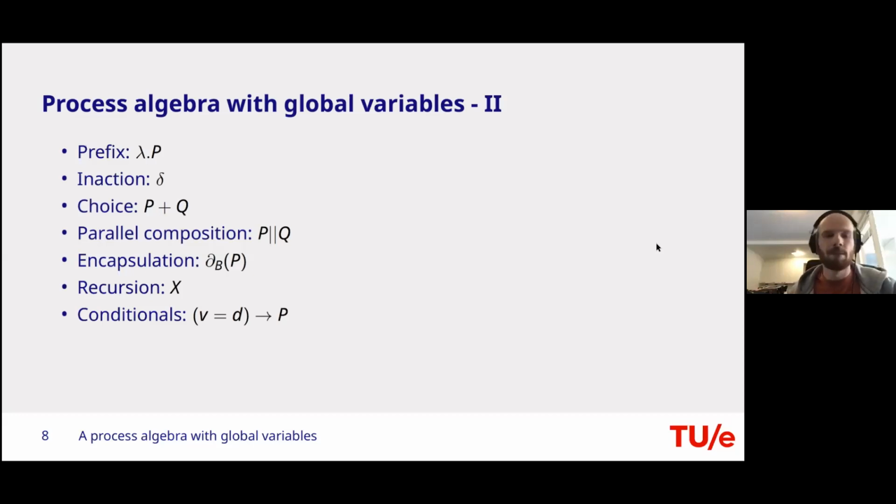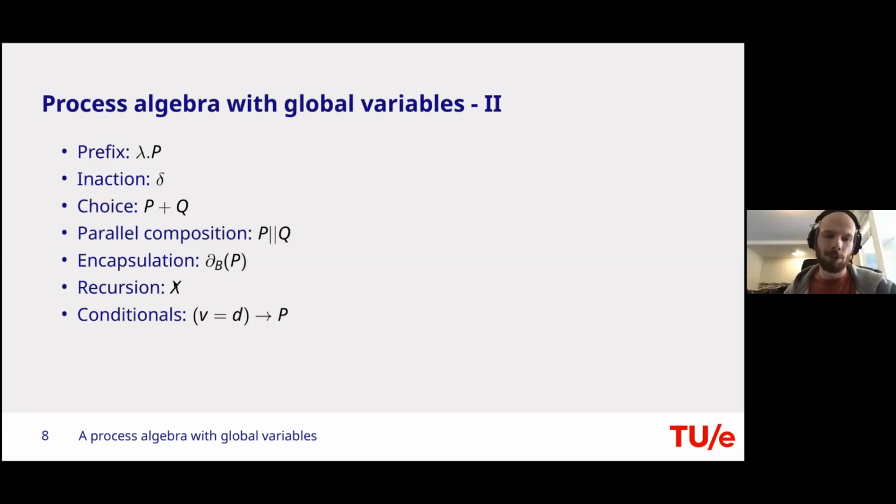So we have a prefix, and this lambda can be both an action label or a special assign action. We have an inaction, so that's similar to the zero process in some other process algebras. We have simply a choice, parallel composition of processes, encapsulation. So if there's an action in this set B, then you can block it and you can use it to enforce communication. I'll get back to communication in a bit.